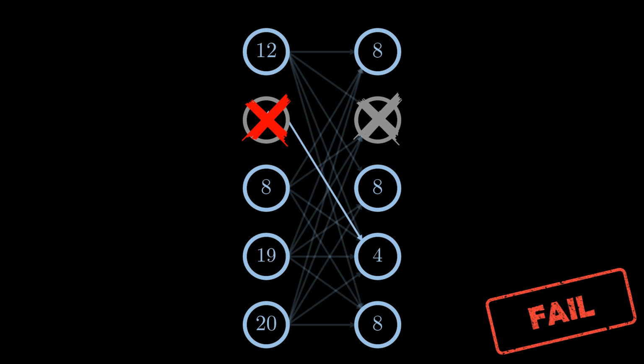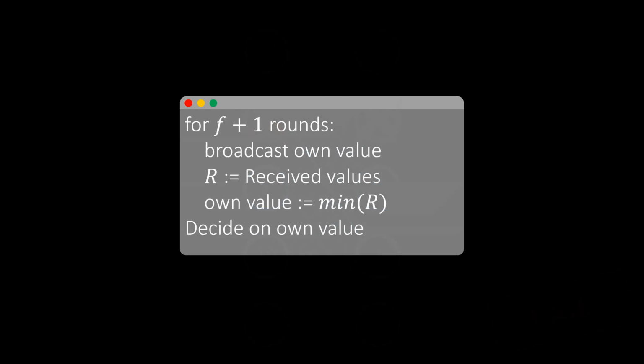The problem is clearly that there was a node failure during the round. If we assume that at most f nodes may fail, we can run the following algorithm. For f+1 consecutive rounds, each node broadcasts its value, collects all other values, and always sets its value to the smallest received value. At the end, it decides on its own value. Does this algorithm work? Let's look at an example.